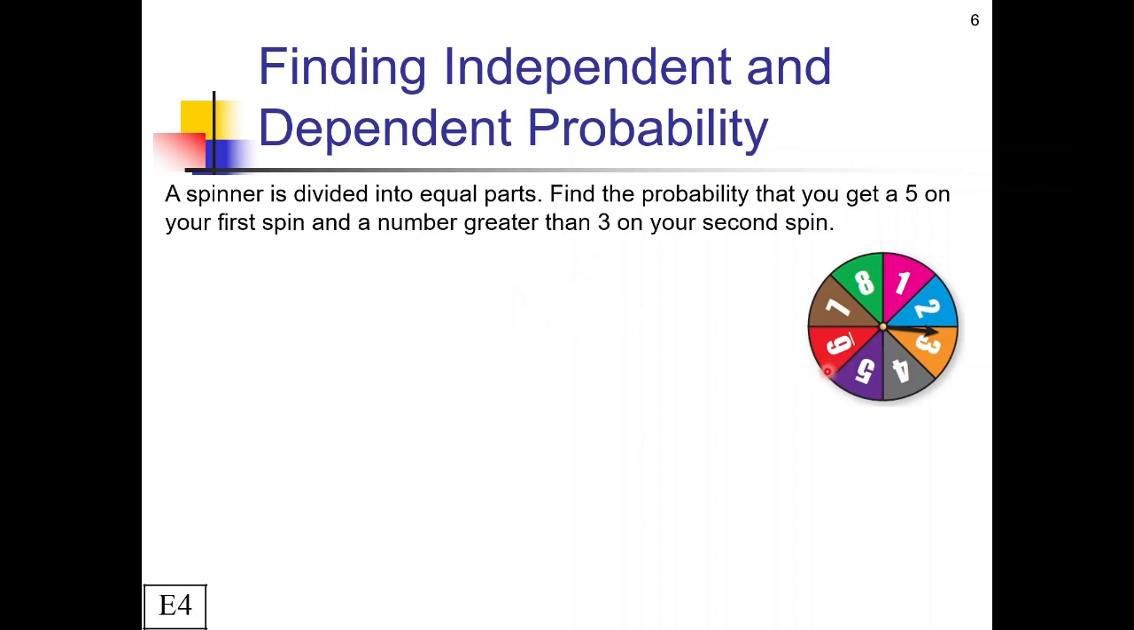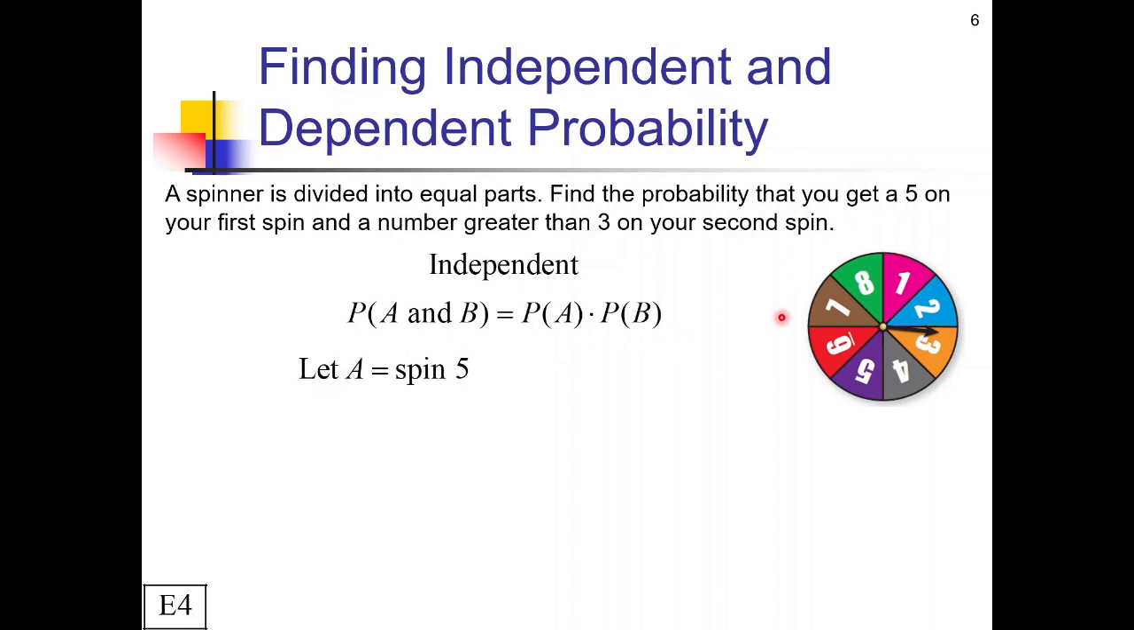All right, so for these spins, one spin does not affect the decision space for another spin. It's not like I'm going to take a number off the wheel once I've spun it, right? So since these don't affect each other, these are independent events, and we can just multiply probabilities together without finding any conditional probability. So let's label our events. We're using this formula here, multiplying P of A times P of B. So let's say that A is spinning a 5, and let's say that B is getting a number greater than 3. Let's find our individual probabilities first.